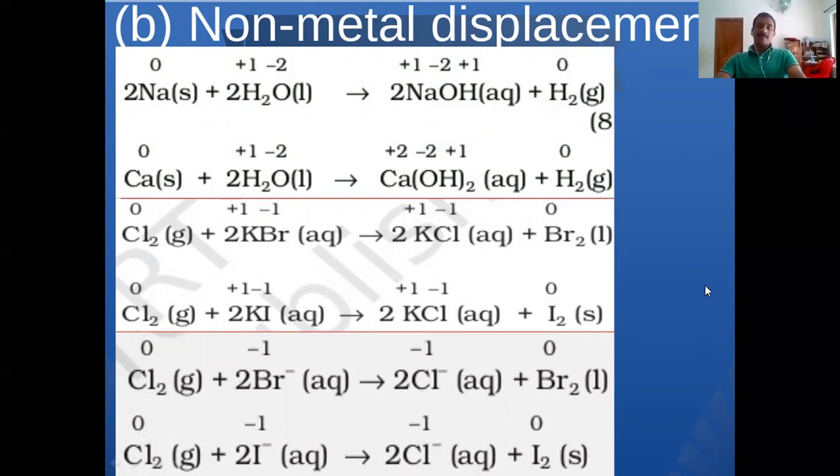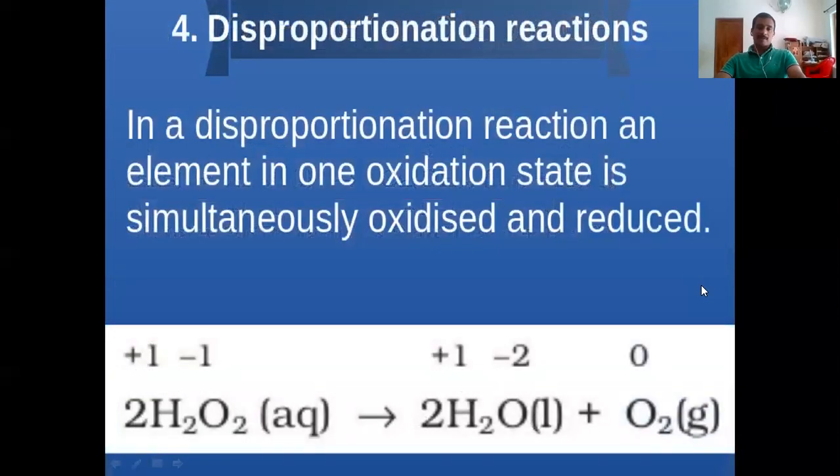The last one is disproportionation reaction. What is disproportionation reaction? The same compound is undergoing oxidation and reduction, or the same element is undergoing oxidation and reduction. That is disproportionation reaction. In a disproportionation reaction, an element in one oxidation state is simultaneously oxidized and reduced. An example, decomposition reaction of H2O2.